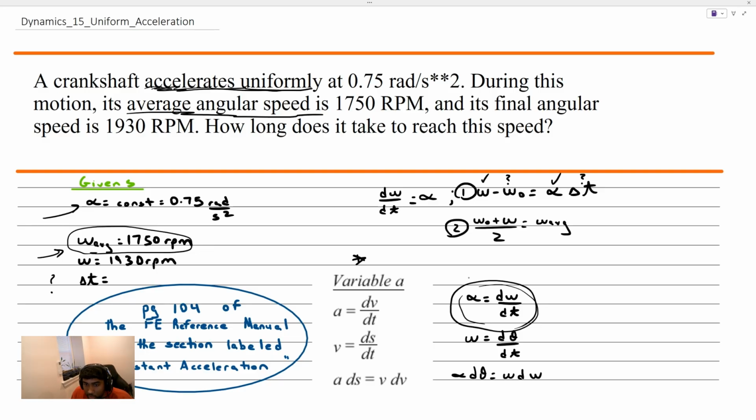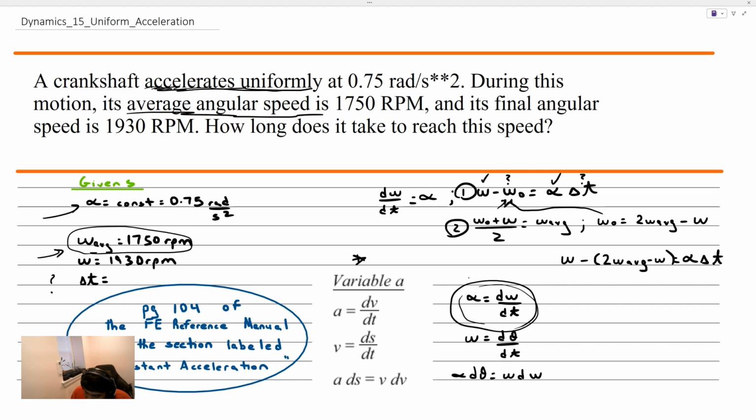Okay, so all we need to do here is find some kind of relation for omega naught. If we solve for omega naught, or the initial angular speed, in that second relation, it's just double omega average minus the final angular speed. We can plug this into the first relation and solve for that delta t. So we have omega minus omega naught. If we plug this in, omega minus 2 times omega average minus the final angular speed is equal to alpha delta t.